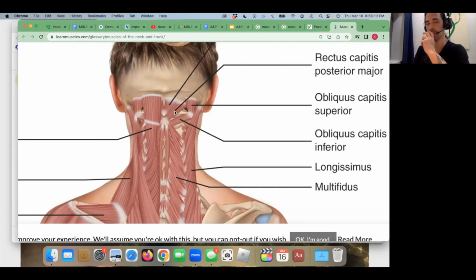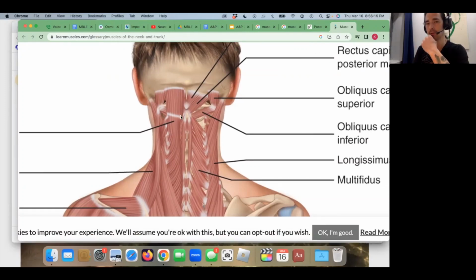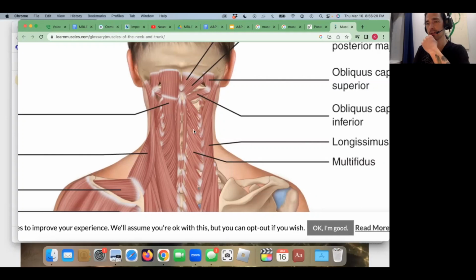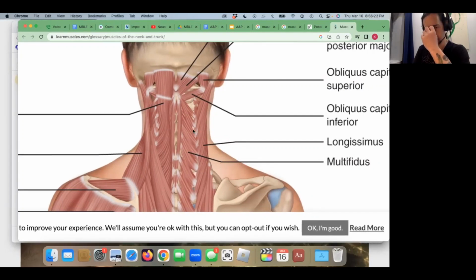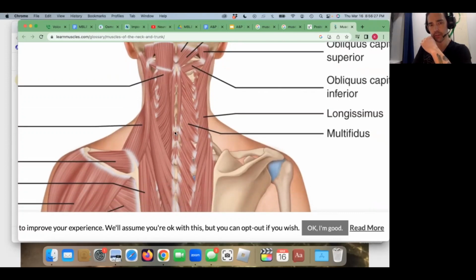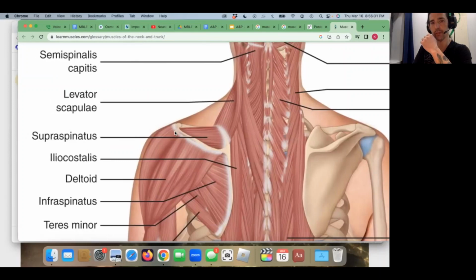But remember, capitis muscle attaches to the skull, and they're part of the middle layer. The deep layer are the multifidi and the rotatores. Where are the rotatores? I don't think they are visible here. I'll show you the rotatores in a moment.